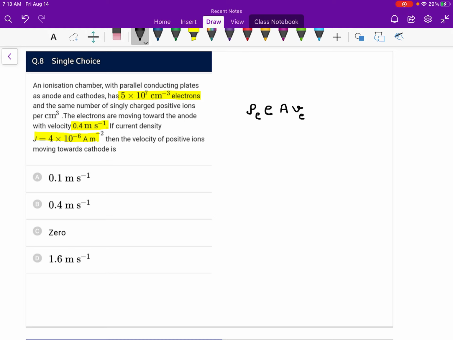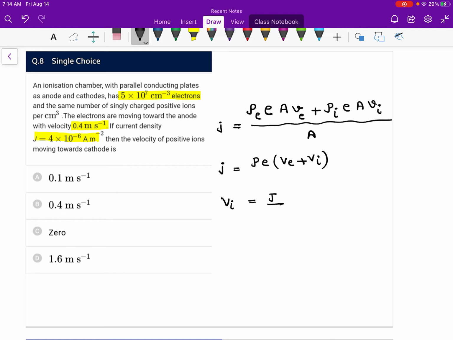Say electrons move from left to right, then the current will flow from right to left, and because of positive ions, the current also flows from right to left. So plus rho of positive ions into E into A into V of positive ions, this is the electric current, upon A, this is the current density. So J is, since rho E and rho I are the same, let's take it common. Rho and E are the same, area cancels, this is VE plus VI. So VI is J upon rho E minus VE.